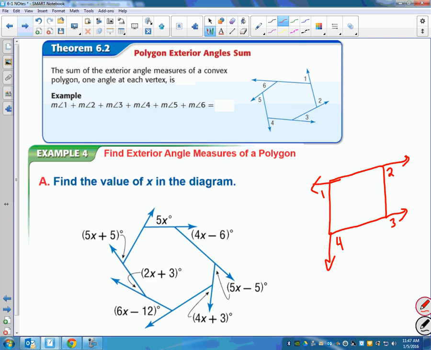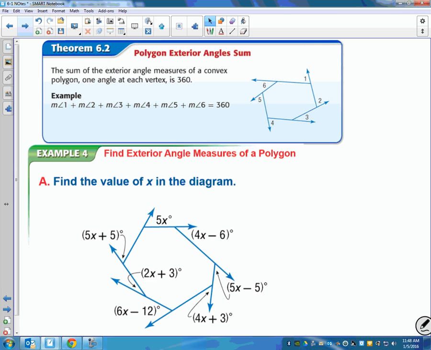This was a rectangle. What would angle 1 equal? 90, and angle 2 and angle 3 and angle 4. In every polygon, the sum of the exterior angles, no matter how many there are, will always add up to 360 degrees. So you don't have to have a special formula for each polygon. The sum of the exterior angles, one at each vertex, will equal 360 degrees. So look at that.